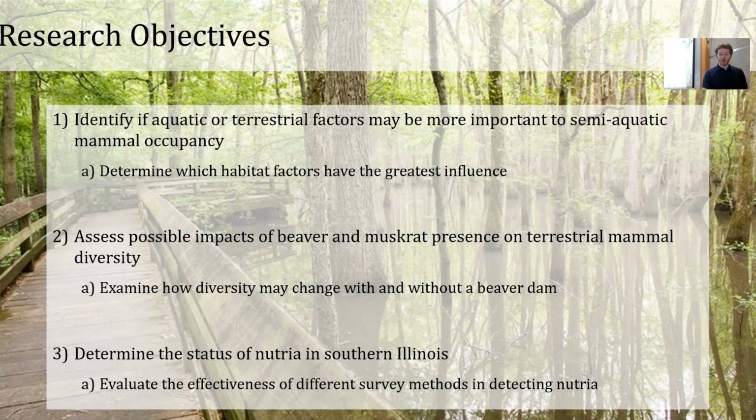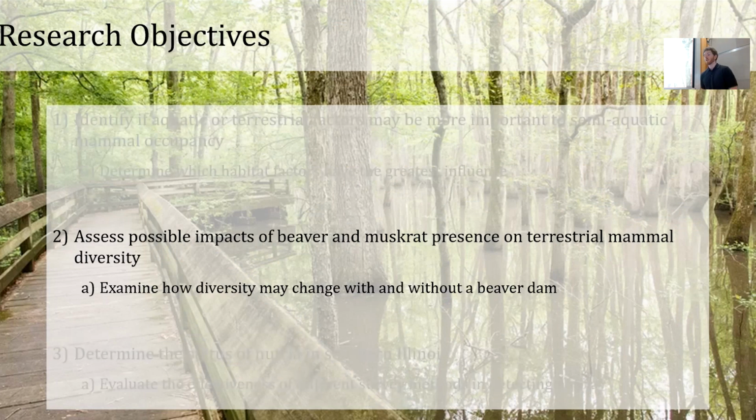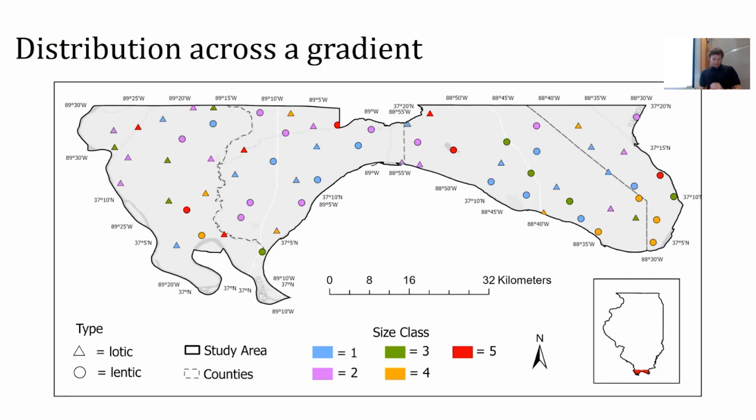All right, so moving on to the second research objective here of looking at possible impacts of beaver and muskrat presence on the terrestrial mammal community. So to address this question, using the same data set collected as before, so 67 sites across a gradient of water body type and size.